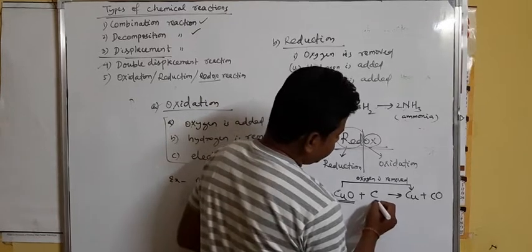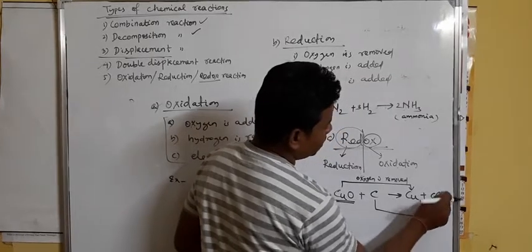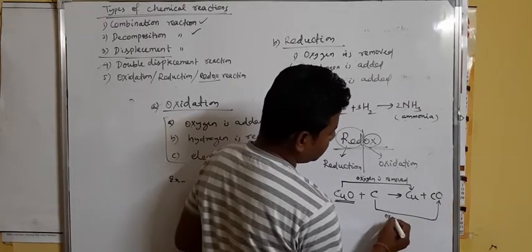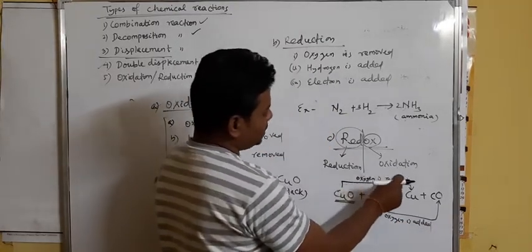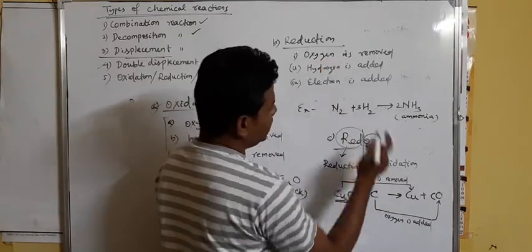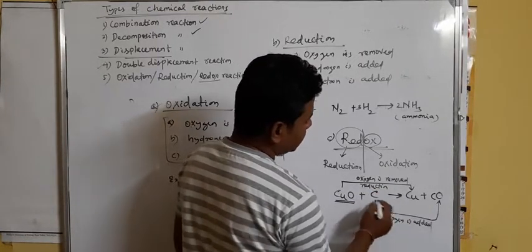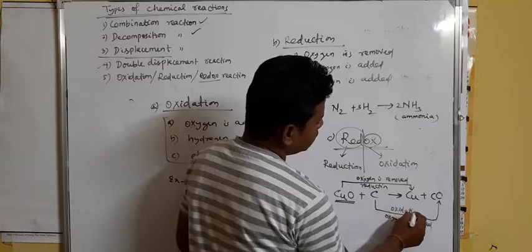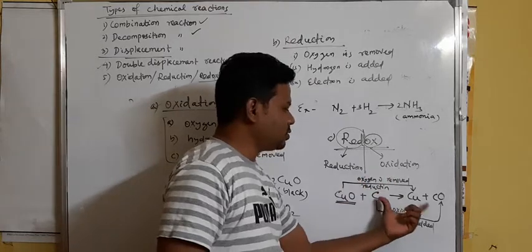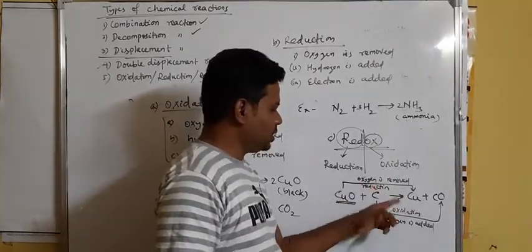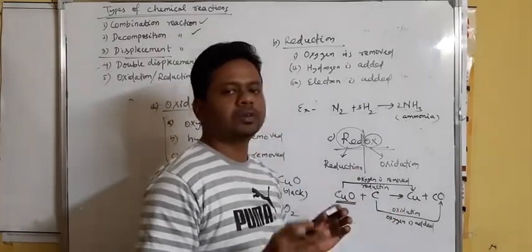Whereas on the reactant side it was C, but on the product side it becomes CO. It means here oxygen is added. If oxygen is removed, then it is called reduction, so this is the reduction reaction, and here oxygen is added, so it is the oxidation reaction. So you see, in a single reaction both reduction and oxidation are taking place, hence it is called a redox reaction.